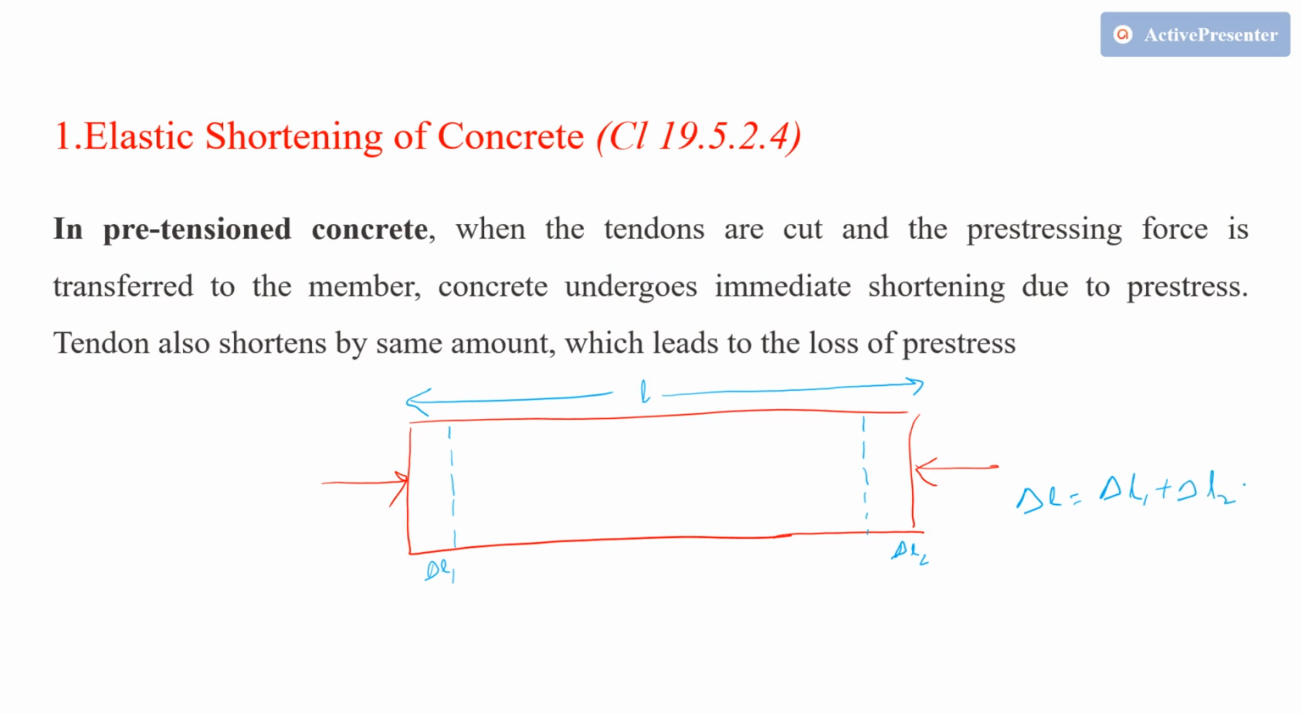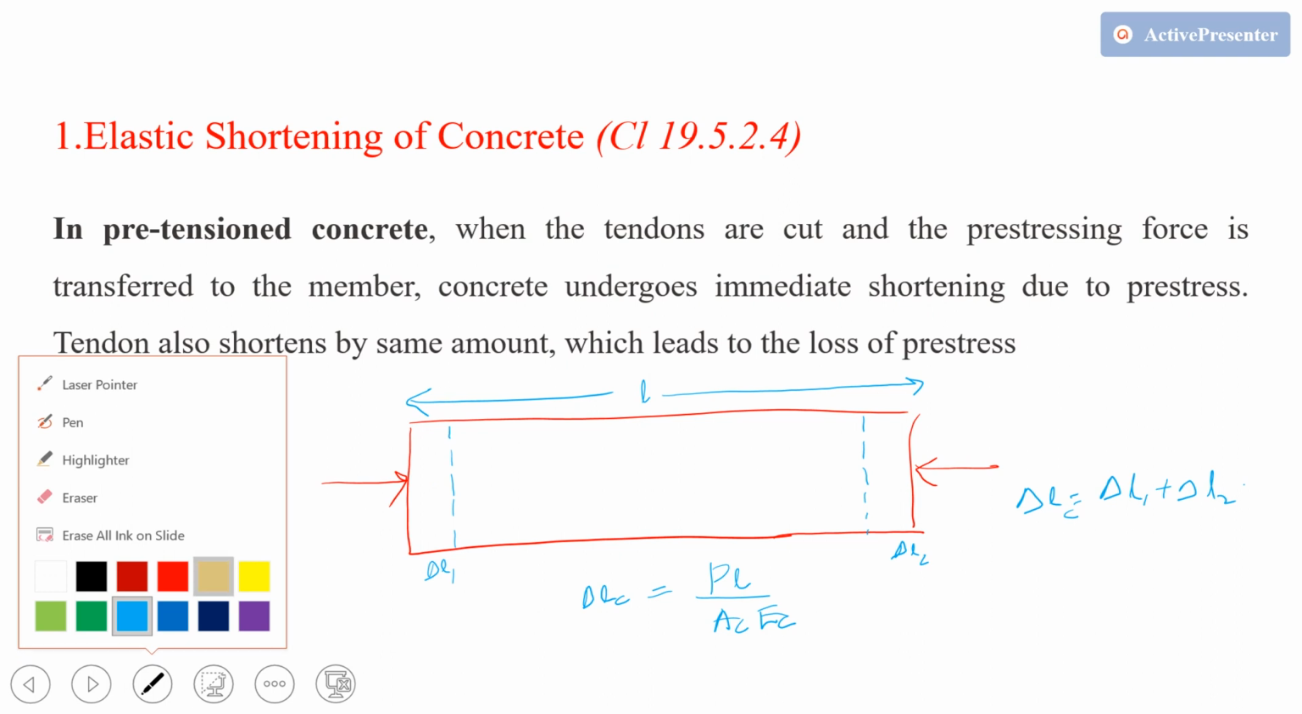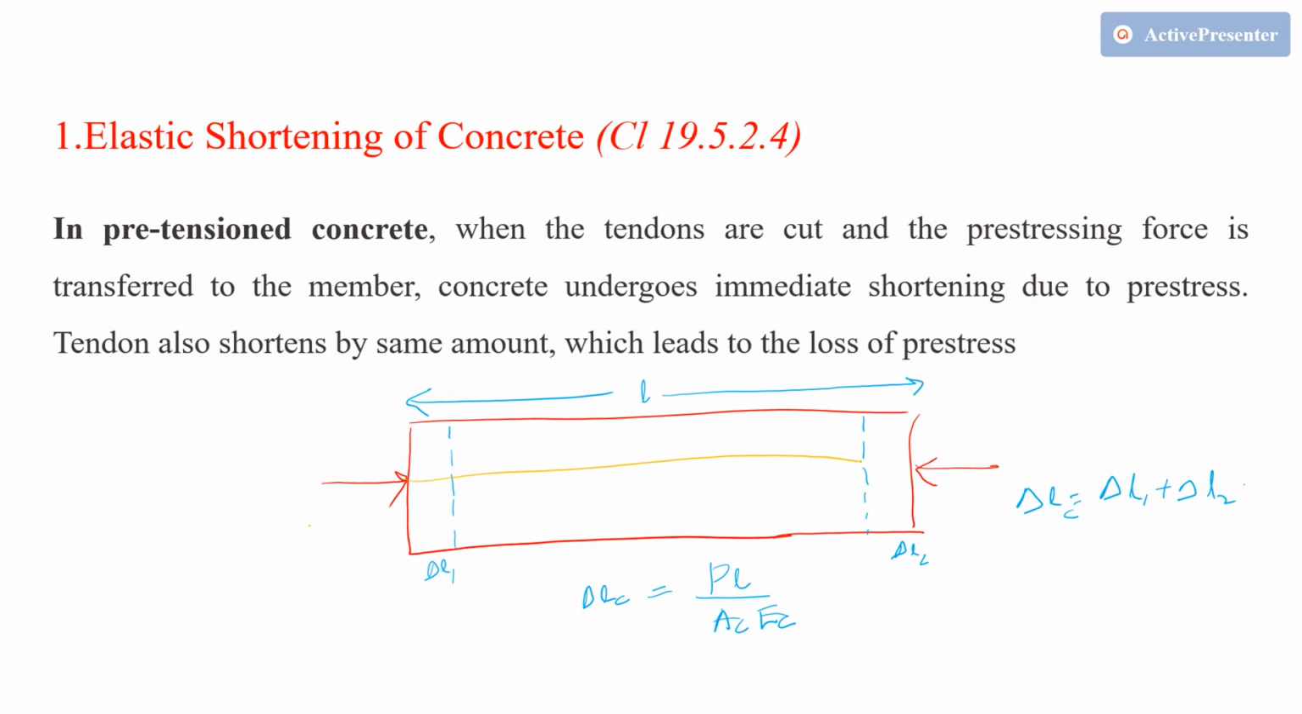The change just after cutting the reinforcement, the pre-stressing force will be applied on the concrete, and the reduction in length of the concrete I can write as PL by AC into EC. That is the same. The same is happening. Suppose this was my reinforcement. This was my reinforcement initially.